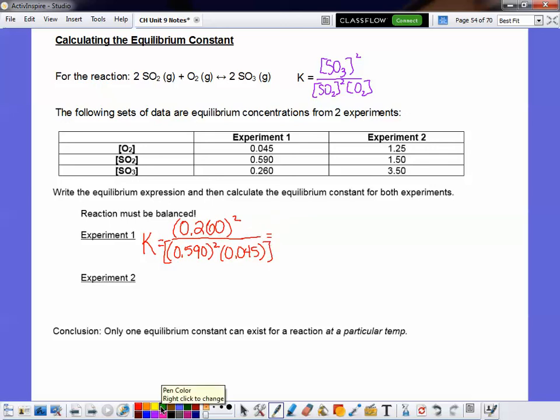And then for the second one, the top is going to be 3.50 squared over 1.50 squared times 1.25. See, I'm just pulling the numbers from the chart. So start calculating them.